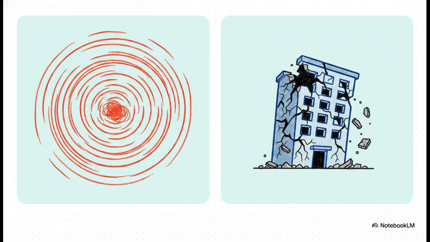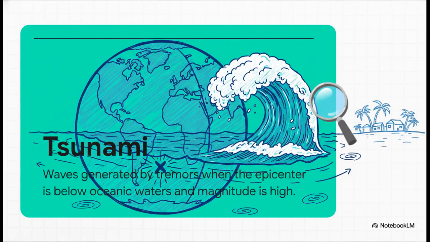So simply put, the Richter scale measures the mathematical energy of the quake at its source, while the Mercalli scale measures the physical destruction it causes to our towns and cities. And of course, we really cannot talk about visible destruction without clarifying one of the most powerful aftereffects, the tsunami. A tsunami is defined as waves generated by tremors, and this effect only occurs if the epicenter of the tremor is below oceanic waters, and the magnitude is sufficiently high. It's a really crucial distinction to make. Tsunamis are waves generated by the tremors, not the earthquake itself. The earthquake is the trigger, the tsunami is the massive oceanic aftermath.